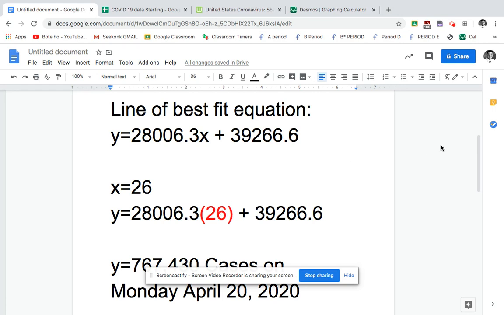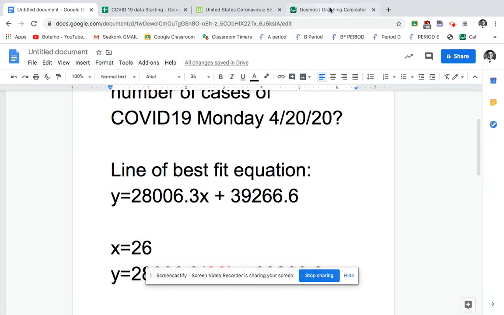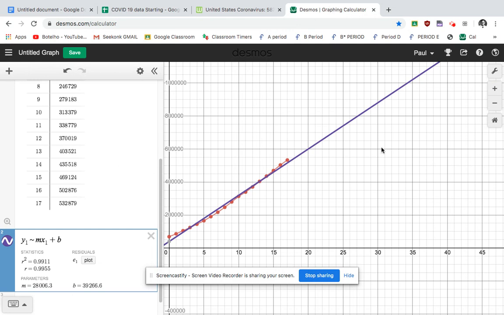So I hope this video showed you a little bit about how scatter plots and line of best fit can be used in our world today with everything going on, and that you're able to complete this assignment on your own with your own DESMOS graph.